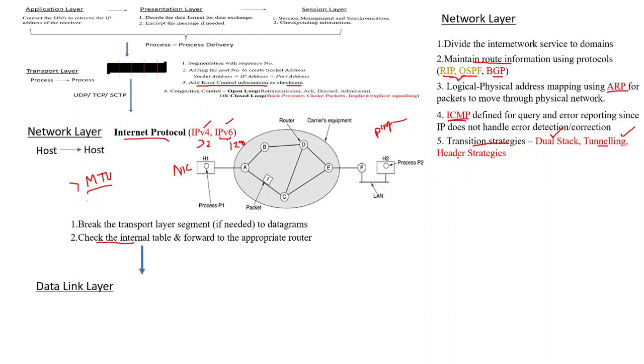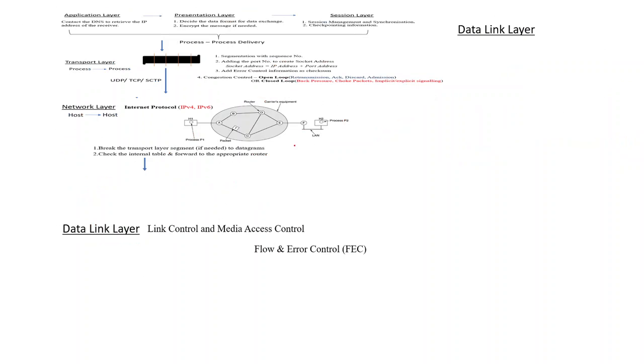And finally comes the header translation strategy. This is used when the IP versions of the sender and receiver are not the same. After all this is done, the package is now forwarded to the data link layer.